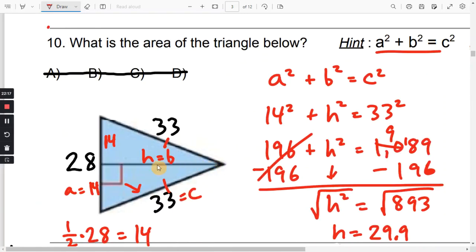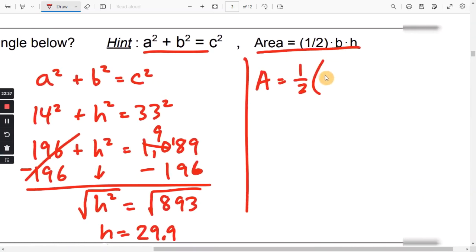Okay, if this is the height, the one it's perpendicular to right here, this is the base. All right, so this B was from Pythagorean theorem. This B is the actual base. See, it's perpendicular to the height. It makes a right angle or a T shape. All right, the base is 28. So in place of B, and the height we said was 29.9.